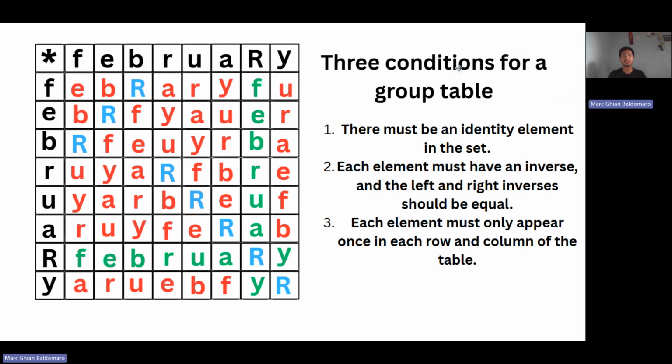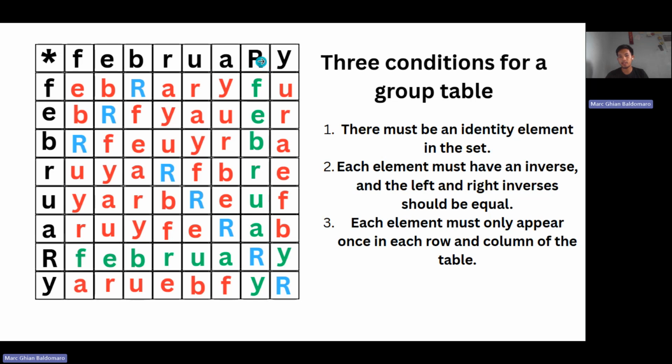So here are the three conditions for a group table. So first, there must be an identity element in the set. So normally, for an identity element, I'll state the definition. If E star A is equal to A. So let's see here. So F star R is equal to F and R star F is equal to F. So we can see R star E is equal to E. Then the converse of that is E star R is also equal to E. And E is the element we partnered with R. So we can see that our identity element in the set is R.